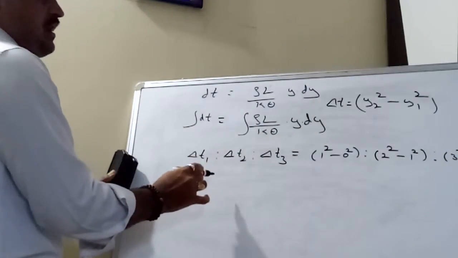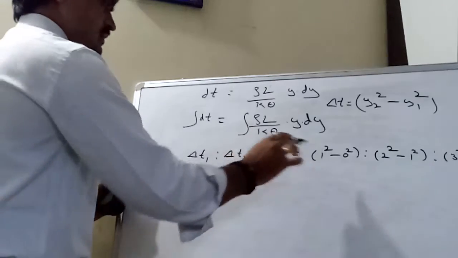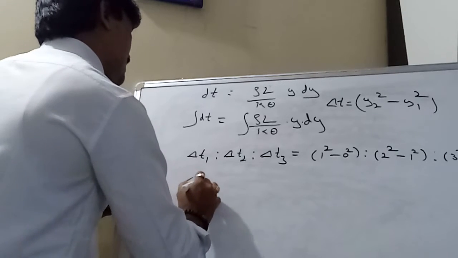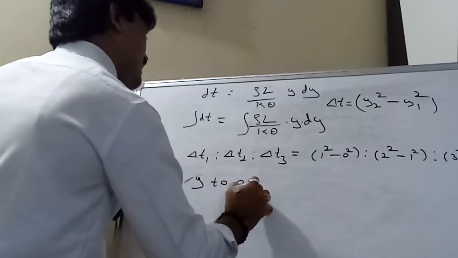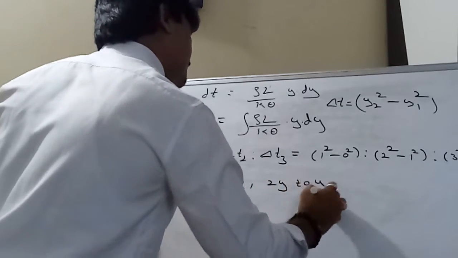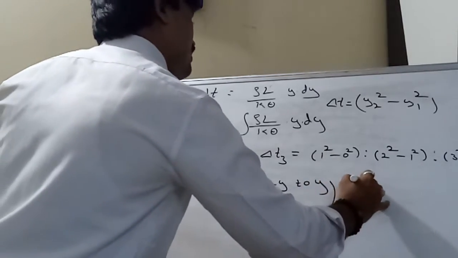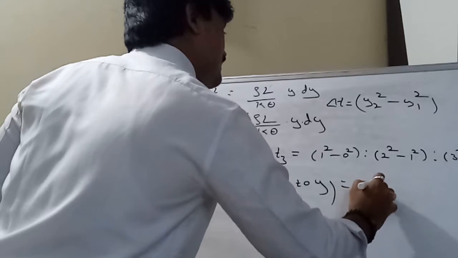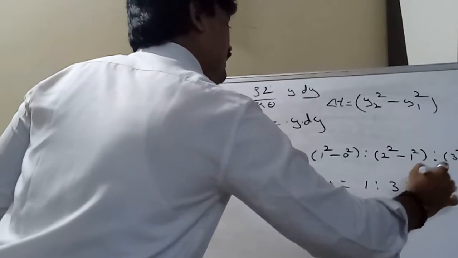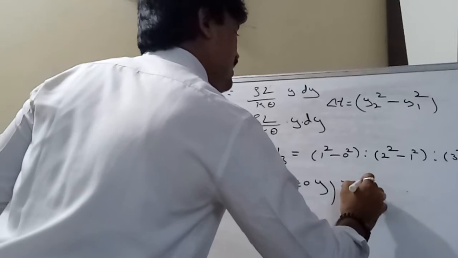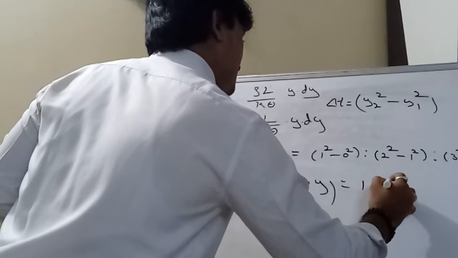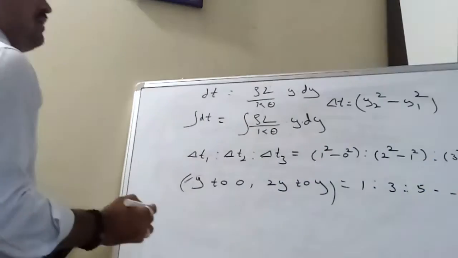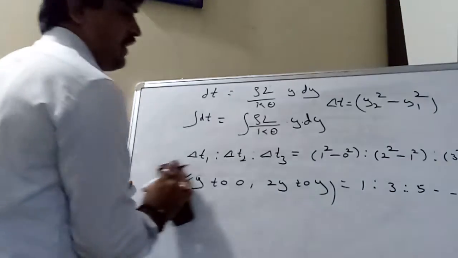So the time taken for the ice to grow over the intervals 0 to y, y to 2y, and 2y to 3y, delta t1 is to delta t2, equals 1 is to 4 minus 1, that is 3, is to 9 minus 4, that is 5. So the ratio is 1 is to 3 is to 5.